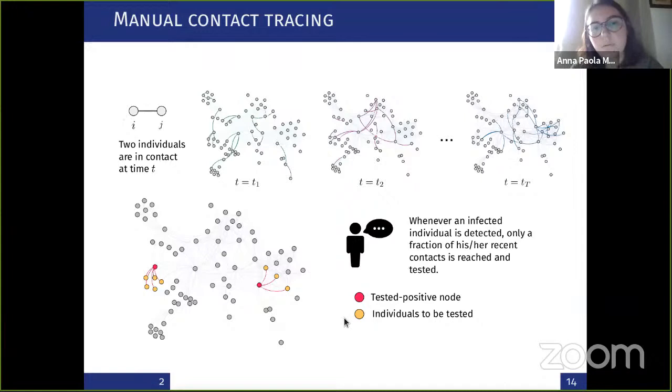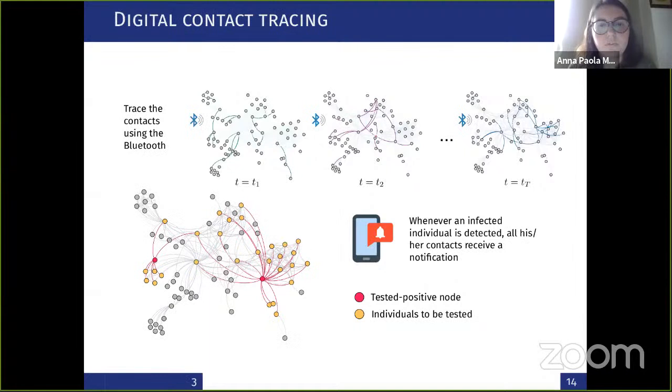For instance, you don't know every contact that you have had recently. If you go to a restaurant or use public transportation, you cannot be aware of all the people you meet. So one idea was to try to use digital contact tracing. Everyone has a smartphone, so can download an app for contact tracing, and this app uses Bluetooth to record all the contacts with individuals that have installed the app.